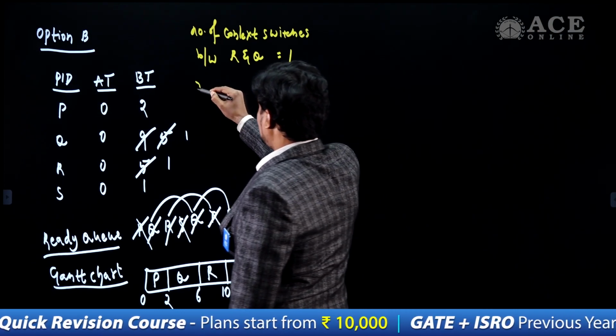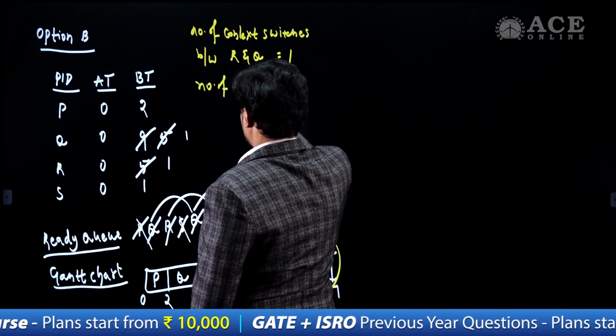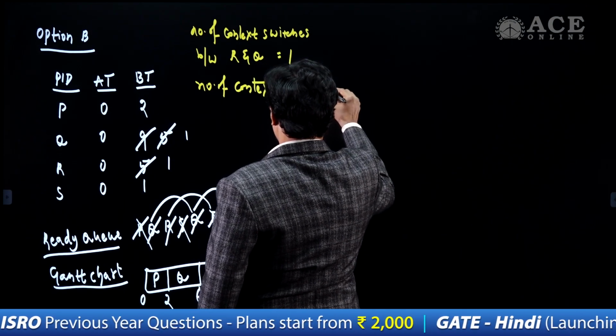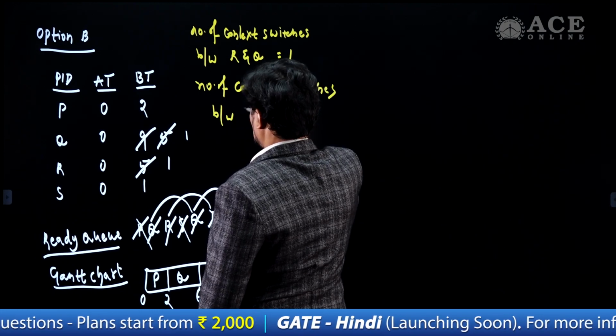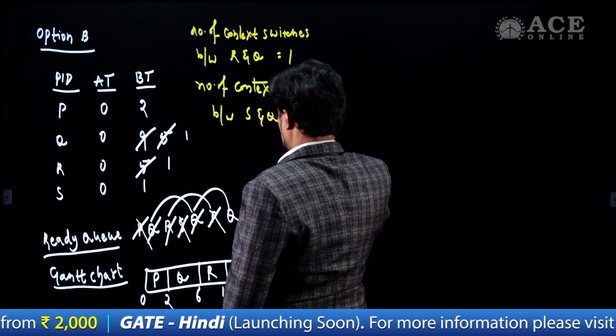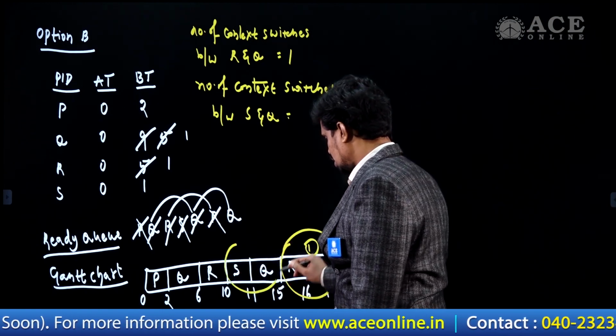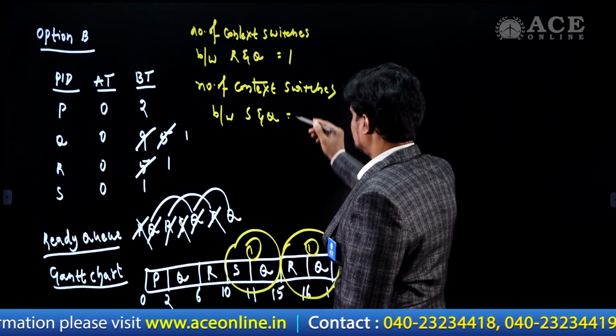Next, the number of context switches between S and Q. So between S and Q, we have only one context switch here, only one context switch.